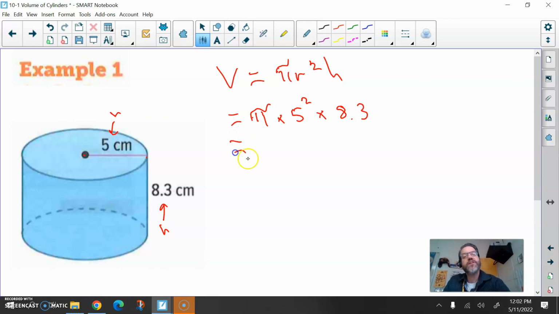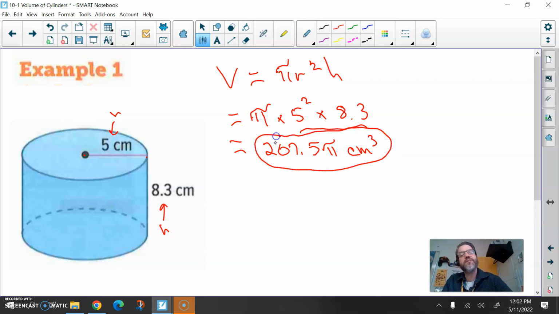Okay? So now all you have to do is use your calculator, take 5 squared, which is 25, multiply that by 8.3. I'm doing that off camera right now. I get 207.5 when I calculate all this over here. So 207.5 times pi, and it's cubic centimeters. That's the volume of this cylinder when I express it in terms of pi.